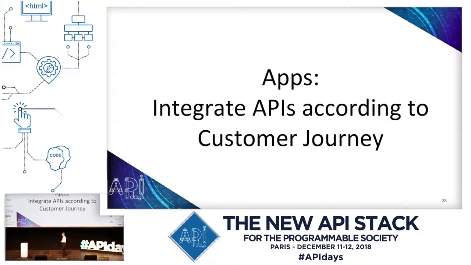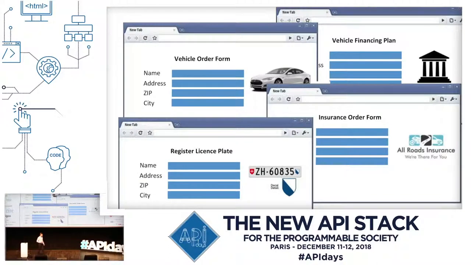Good. So now, in our process of designing really cool new user experiences, we're at the step where the companies have defined their API portfolio. What's next is that the API portfolio gets used, so we build apps that can be used. You need to integrate all these APIs exactly the way they have been identified in the customer journey.